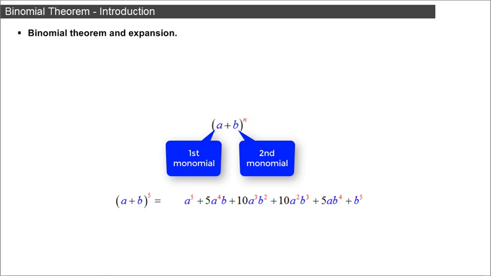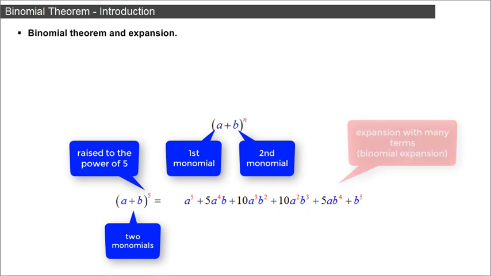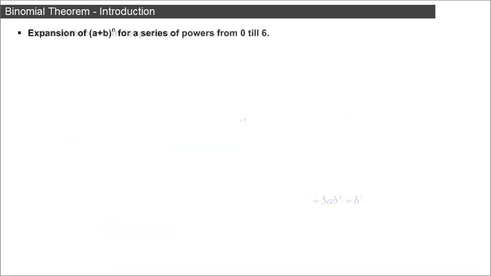In this example here, there are two monomials a and b together called a binomial, and when raised to a power of some value, say n equals 5, results in an expansion with many terms in it, hence called binomial expansion. To discover the binomial theorem, let's expand the binomial a plus b to a series of powers from 0 till 6.